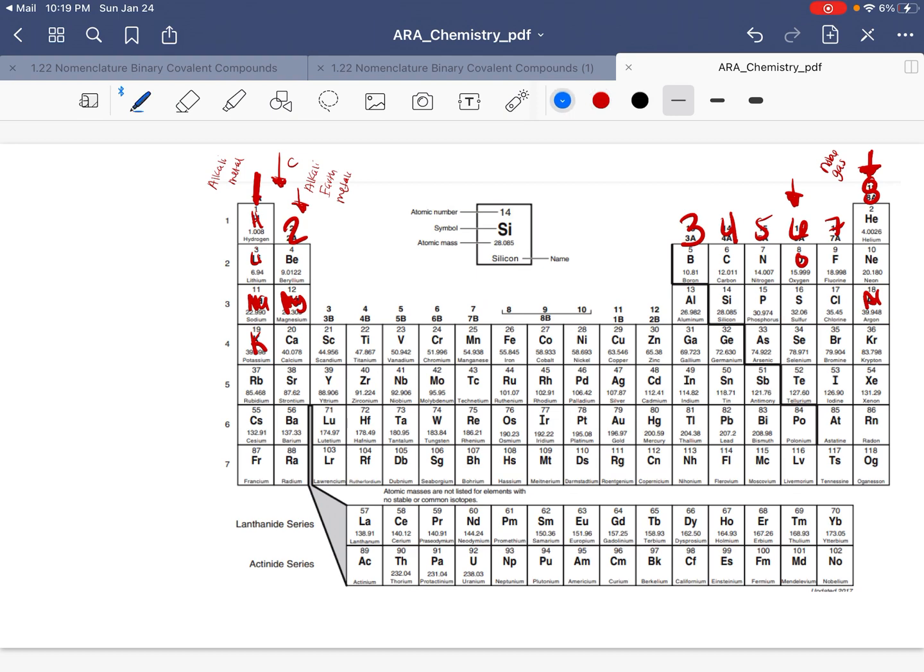The other thing that we go over is our periods. So our periods are 1, 2, 3, 4, 5, 6, and 7. We have a total of 7 periods and they go across in rows. So what this means is they have 1 energy level, 2 energy levels, 3 energy levels, 4 energy levels, and so forth, right? So this is how large the atom is.